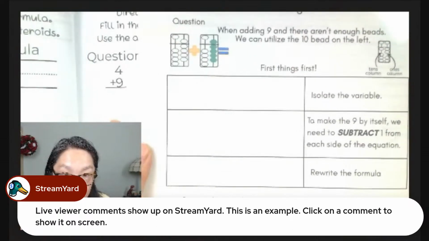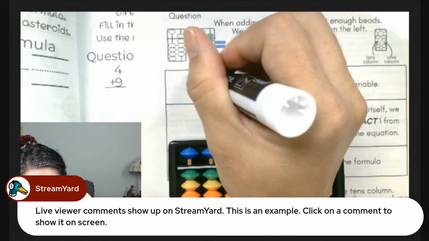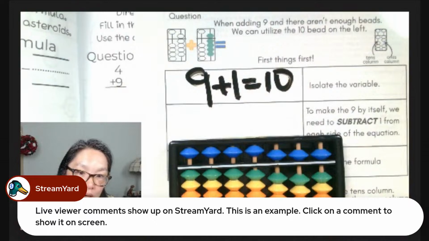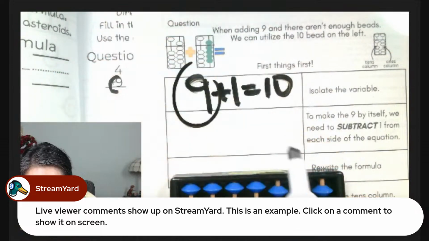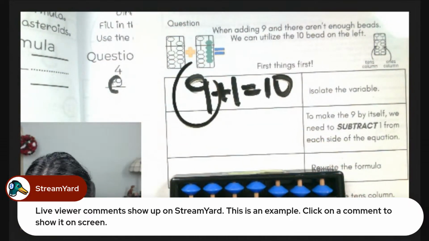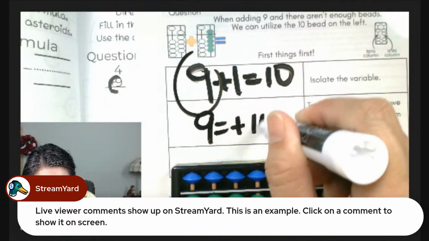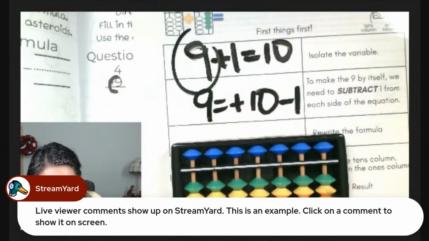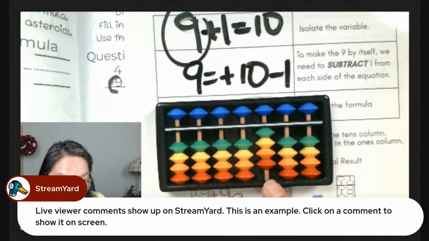The pattern is what? Let's do a question. Let's do this one. 4 plus 9. Well, when we do 9 plus 1 is equal to 10. This looks very familiar. What are we doing? Well, we want to isolate the 9. When we isolate the 9, right, 9 is equal to plus the 10 minus the 1. So I have 4. And then what's going to happen? I want to plus the 9.